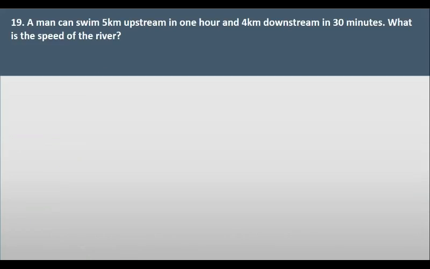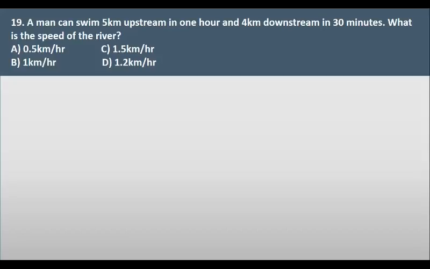Let us look at another problem. A man can swim 5 kilometers upstream in 1 hour and 4 kilometers downstream in 30 minutes. What is the speed of the river? The options are A 0.5 km per hour, B 1 km per hour, C 1.5 km per hour, and D 1.2 km per hour. So let's get started.